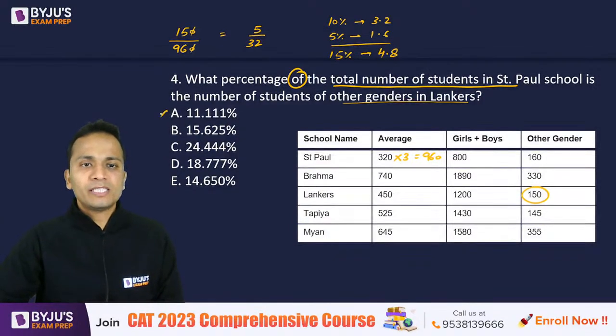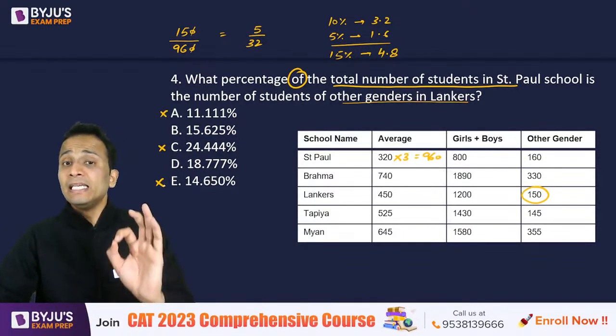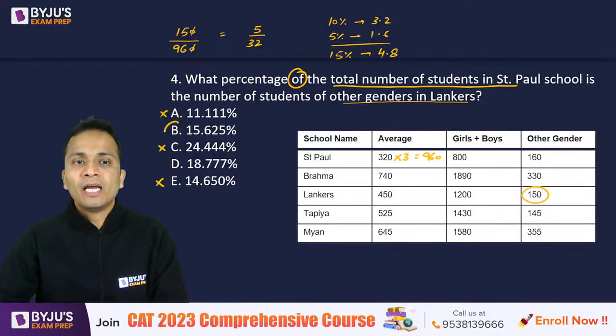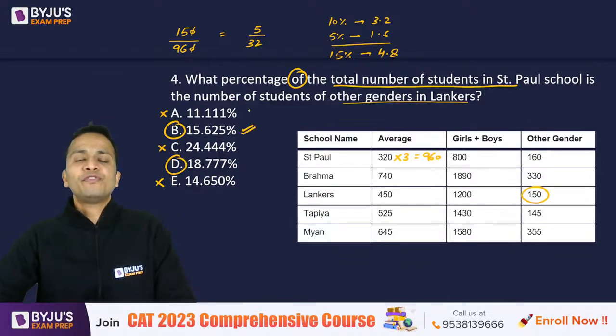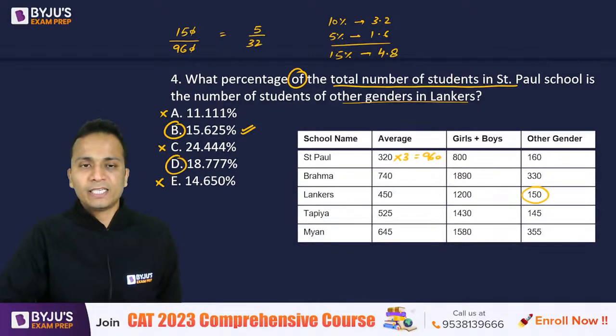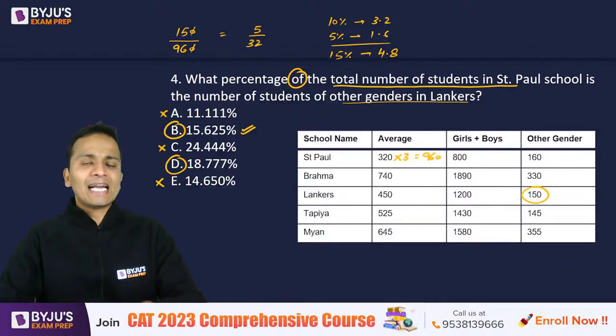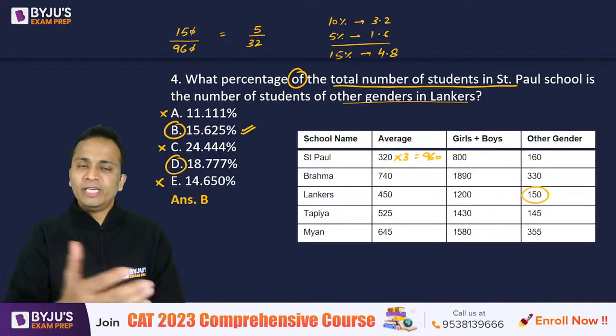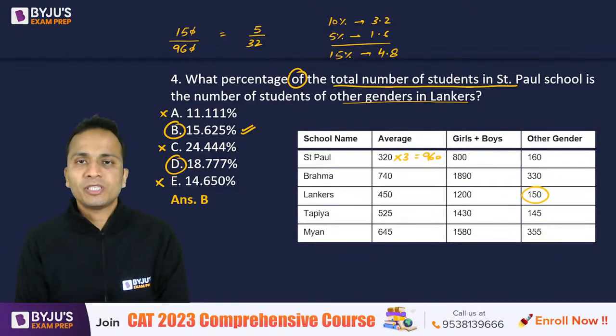So obviously, this cannot be the answer. It should be slightly above 15%. Now, out of option B and option D, slightly above 15% is 15.625. So 15.625 is the safest answer to mark in this case. I did not calculate the exact answer, but I calculated the approximate value of the answer, right? It will definitely save your time. So yes, the correct answer in this case is option B.